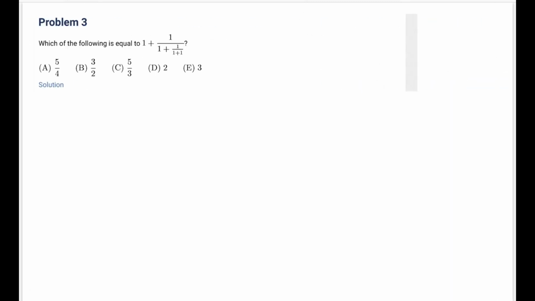Number 3: which of the following is equal to 1 plus 1 over 1 plus 1 over 1 plus 1? So this is 1 plus 1 over 1 plus 1 over 2. This is 1 plus 1 over 3 over 2. This is 1 plus 2 over 3. This is 5 over 3. The answer is C.